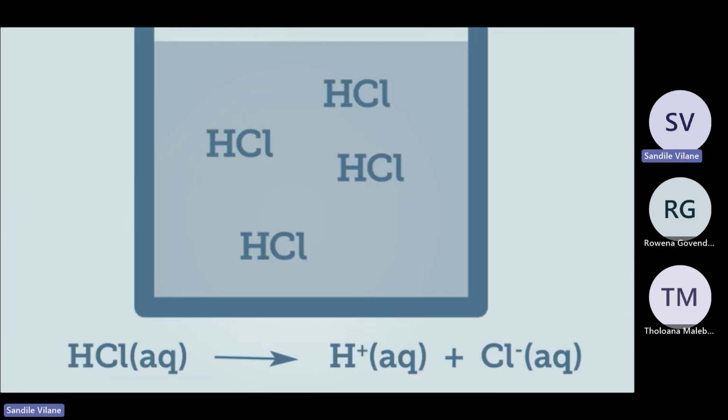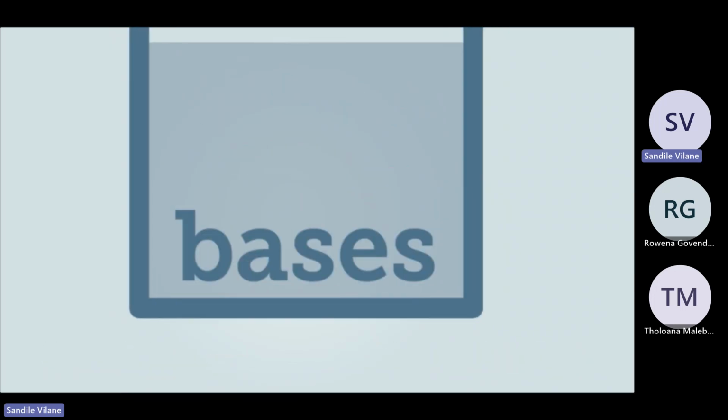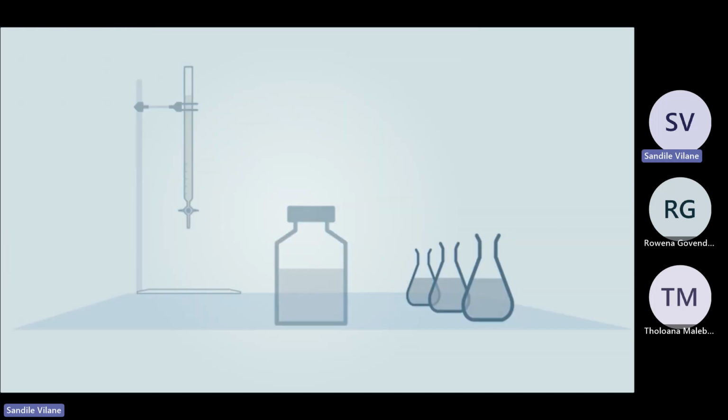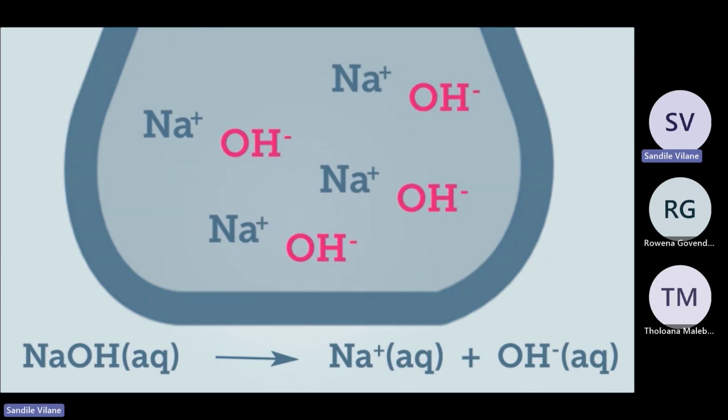When an acid, for example hydrochloric acid, is mixed with water, it completely dissociates, producing a solution of hydrogen ions and chloride ions. Acids can be neutralized by substances called bases. Bases that are soluble in water are called alkalis. When an alkali, such as sodium hydroxide, is dissolved in water, it completely dissociates, so that all of the sodium ions and hydroxide ions are dispersed randomly in the solution.